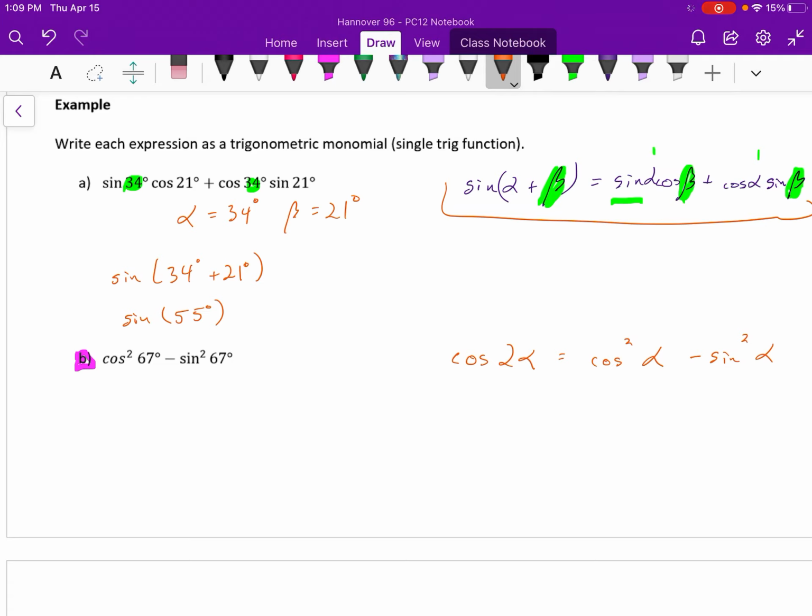So I know that I could rewrite this, and here alpha is equal to 67 degrees, I could write this as the cosine of 2 times 67 degrees, which is the cosine, I believe, of 134 degrees. Now, keep in mind, I'm just trying to write this as a monomial. I'm not trying to evaluate. I'm not trying to find the value.